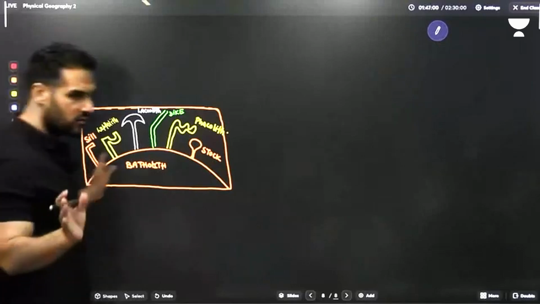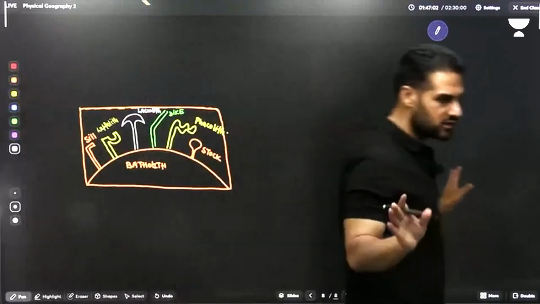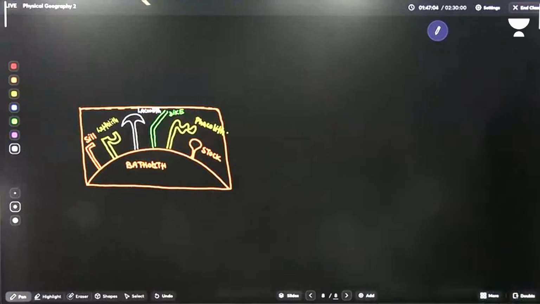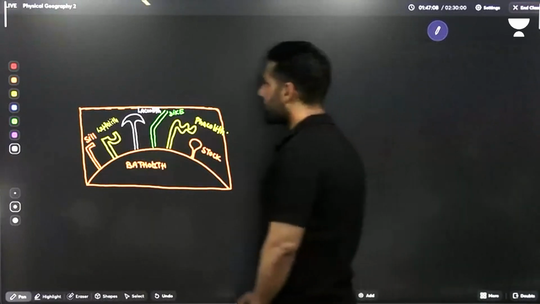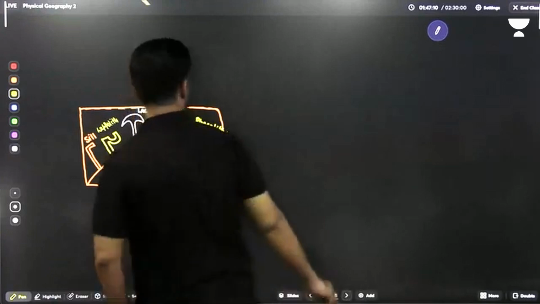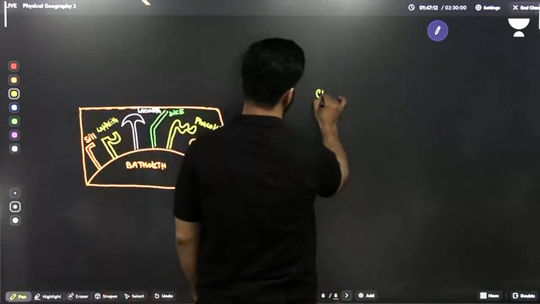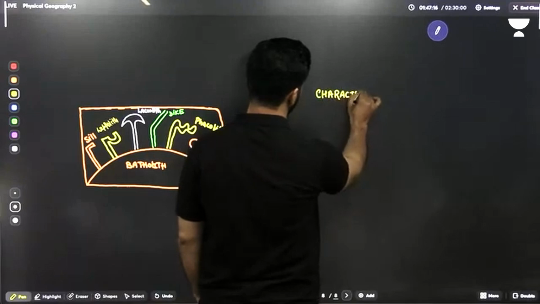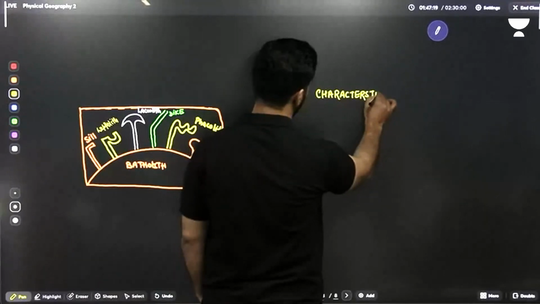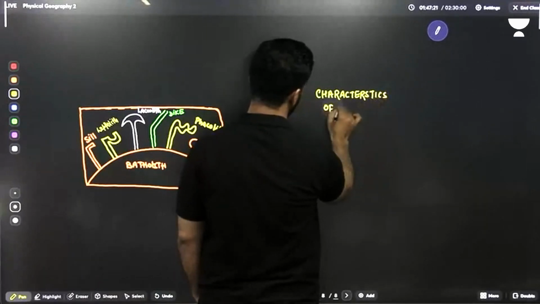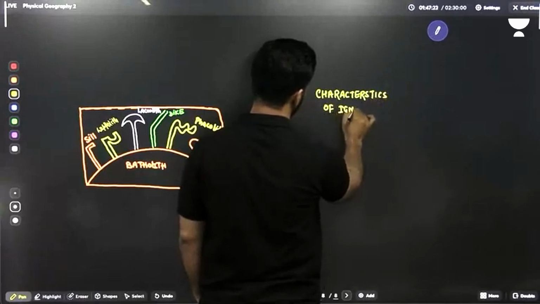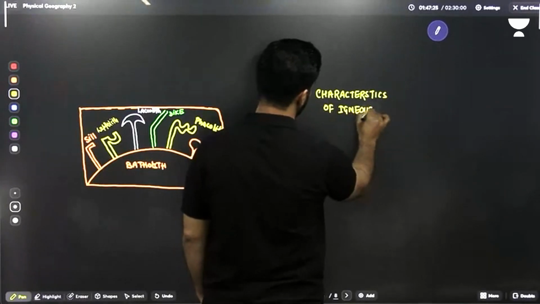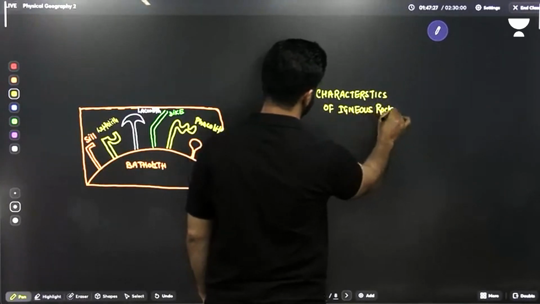तो यहीं पे हमने लैंडफॉर्म्स ही खत्म कर दिए, इग्नियस रॉक्स इन एंड आउट फिनिश्ड. Shall I move to the next part? अब आते हैं नेक्स्ट पार्ट में. Characteristics of igneous rocks.